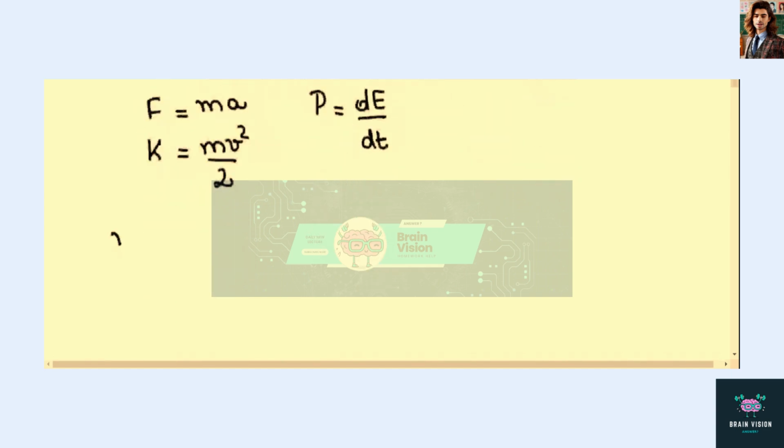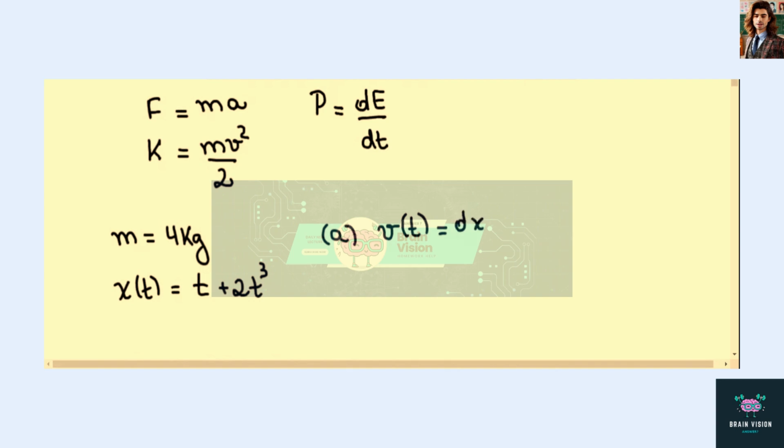So basically, what we have is an object that has a mass of 4 kilograms that is traveling with a trajectory that is given by a function x of t that is equal to t plus 2t cubed. And in question A, our goal is to find the kinetic energy of that particle as a function of t. So what I'm going to do first is to calculate v, and v is dx/dt. So it's the derivative of t plus 2t cubed.